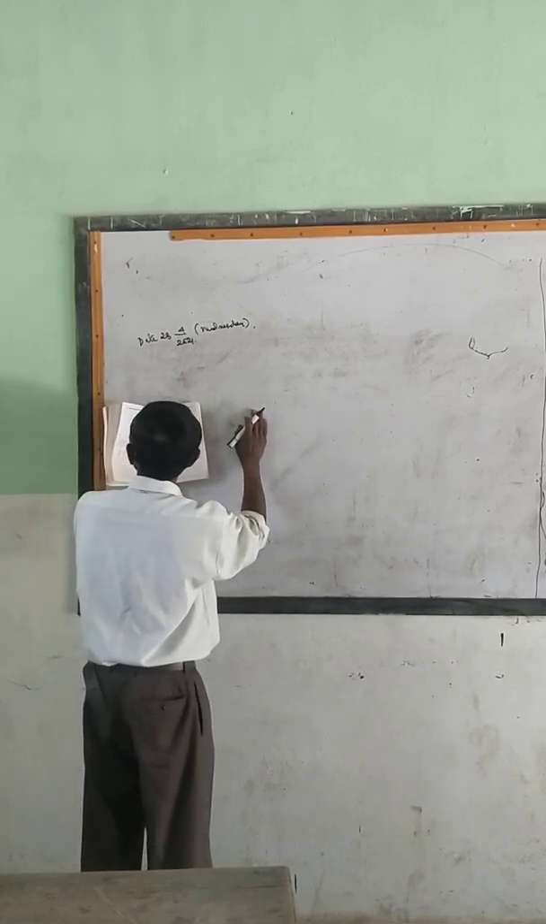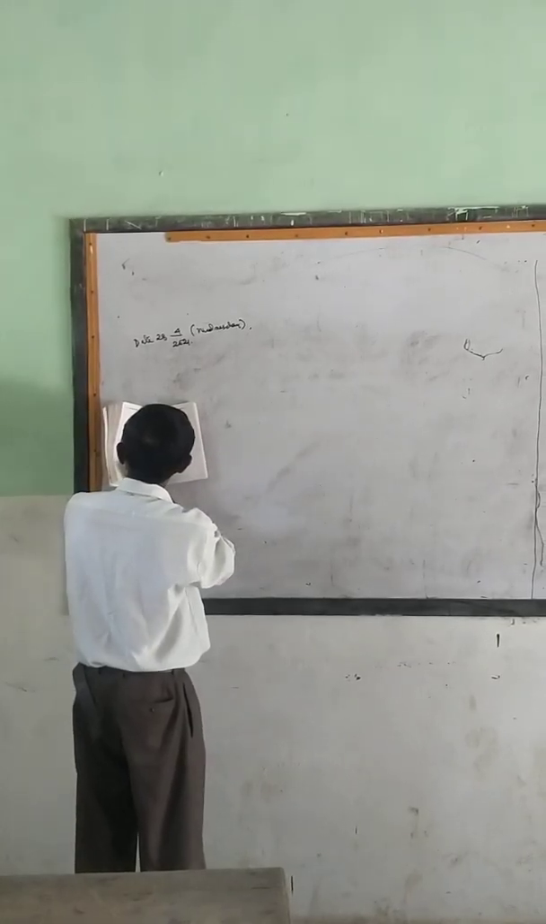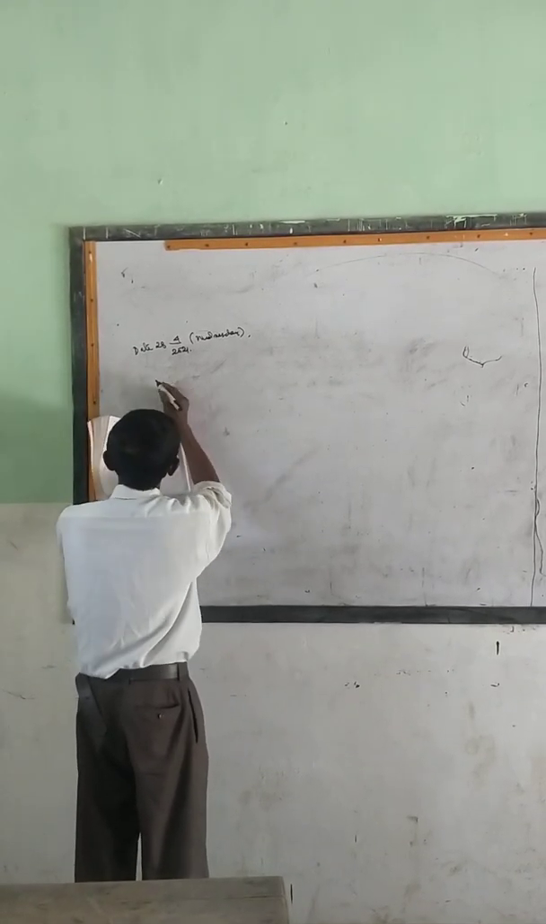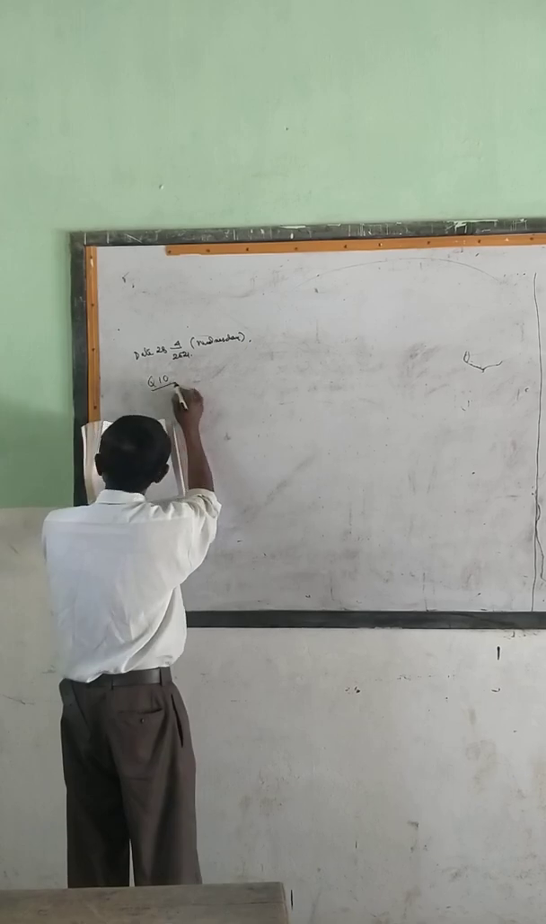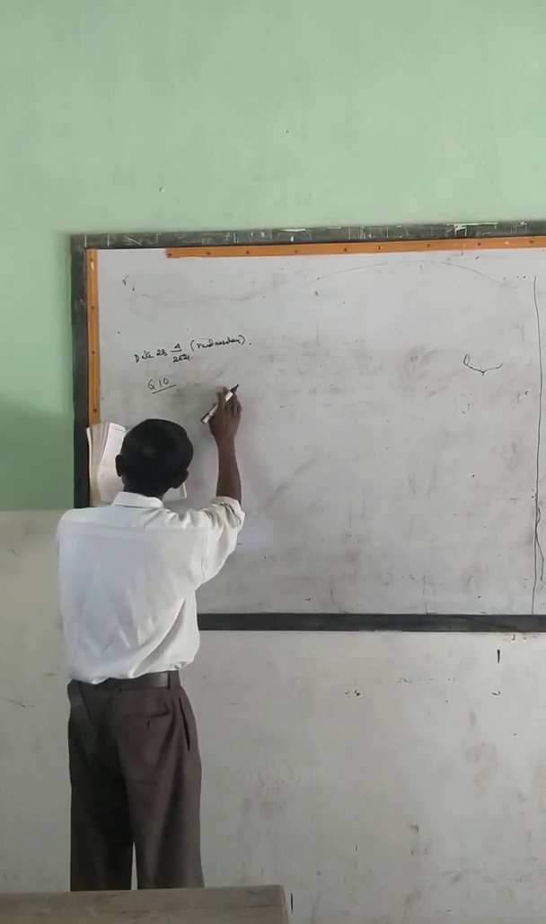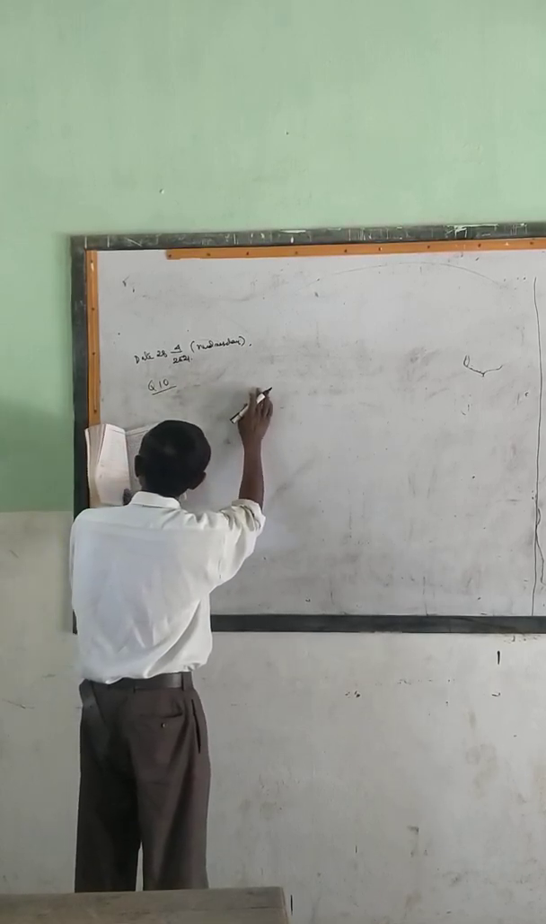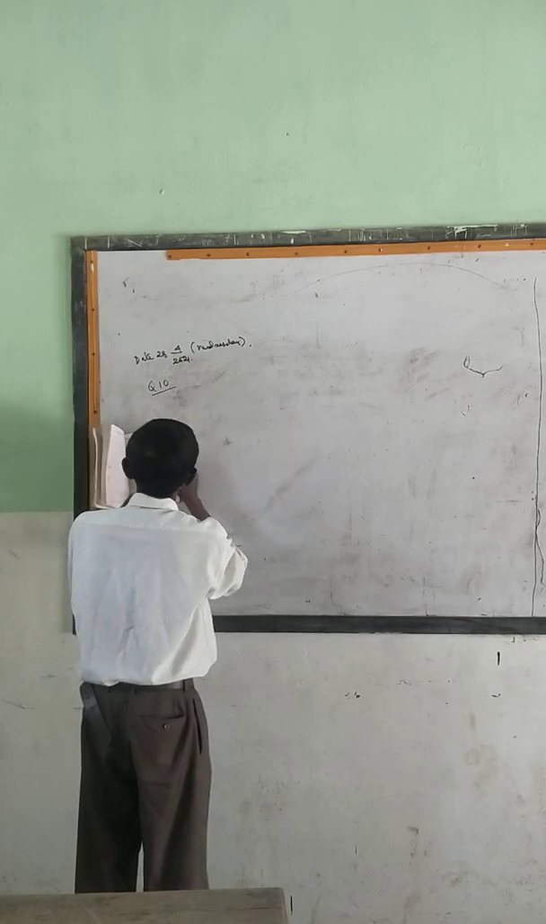Now let me take up question number 10. Let us see the question. In an AP, the fifth term is 7 and the 11th term is 10. Find the first term and the common difference.